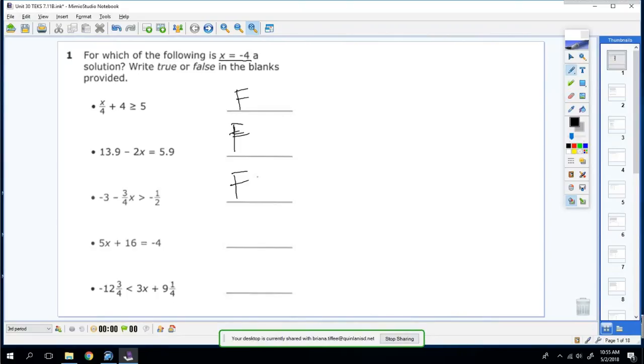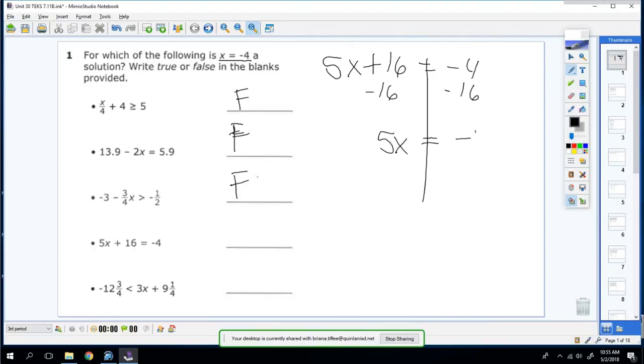All right, next one. You have 5x plus 16 is equal to -4. So first thing you do is just subtract 16 from both sides. You get 5x is equal to -20. And then you're going to divide by 5 to both sides. And you get x equals -4. So this one is a true statement.